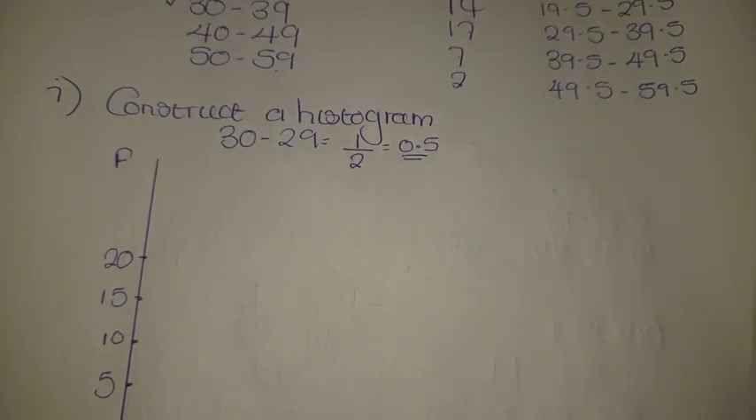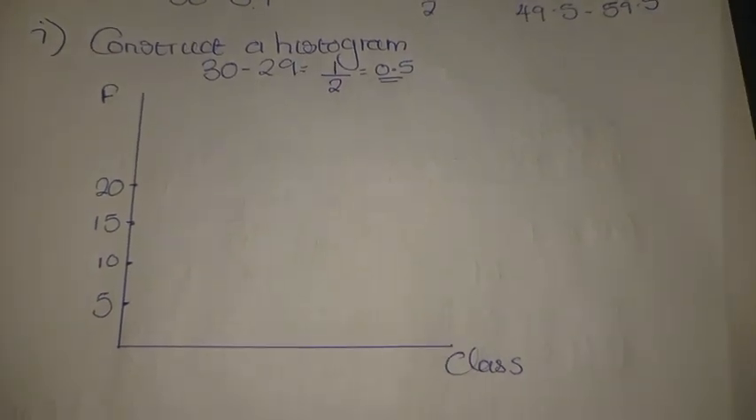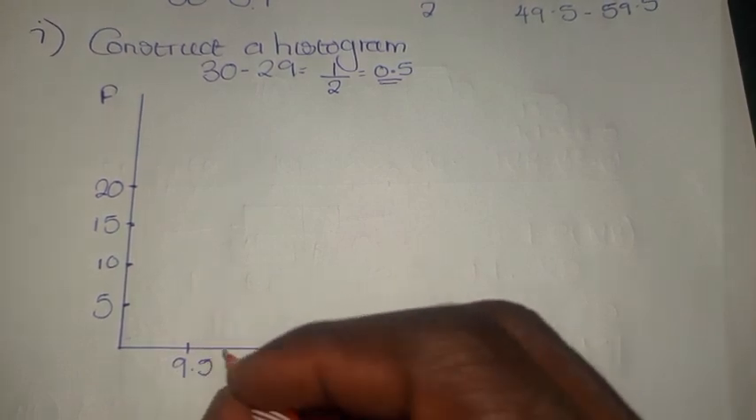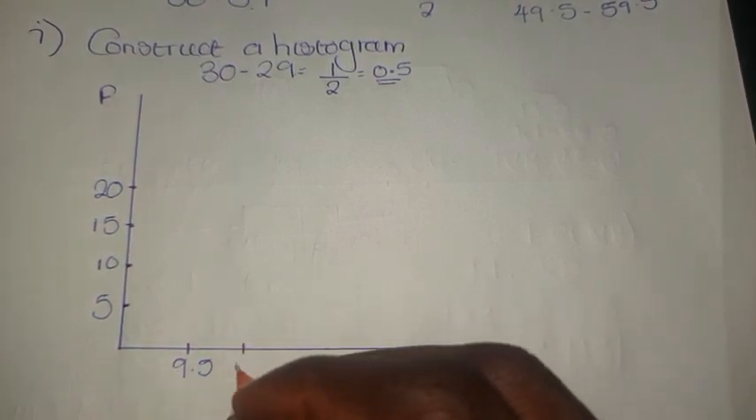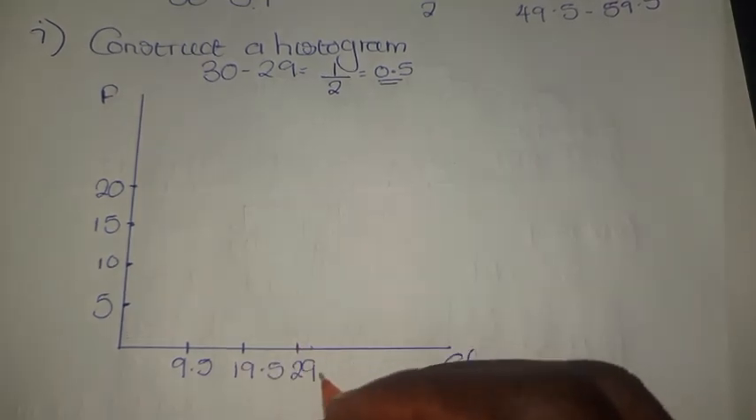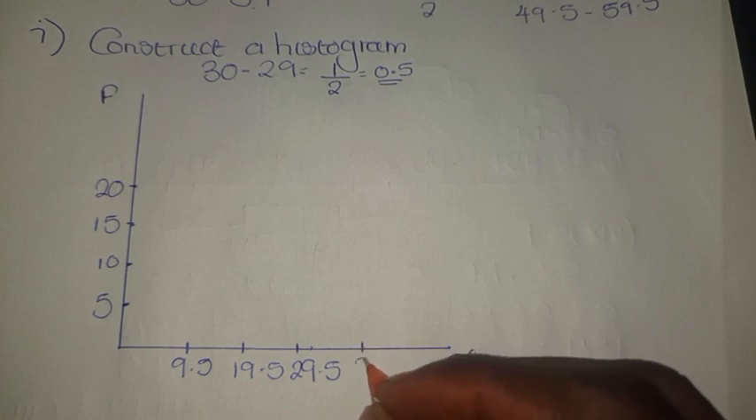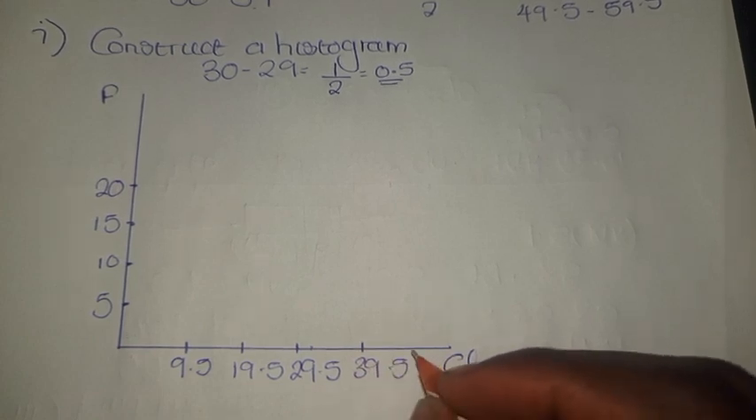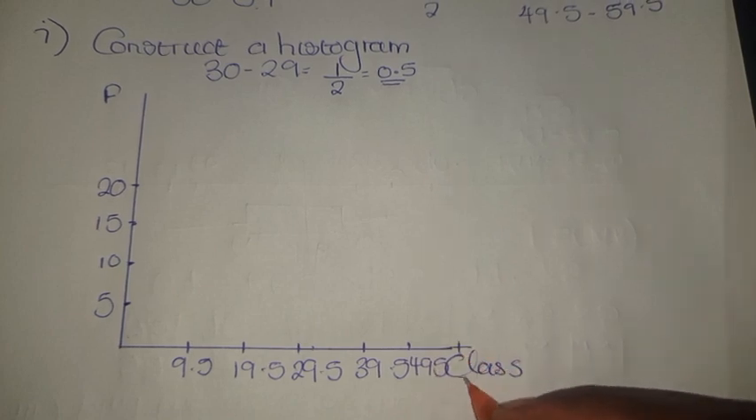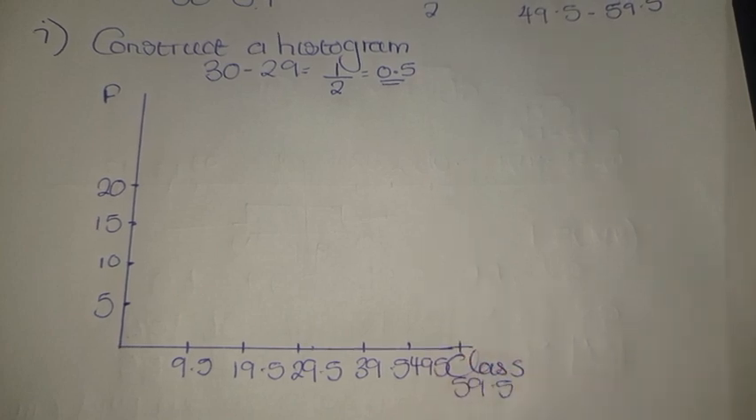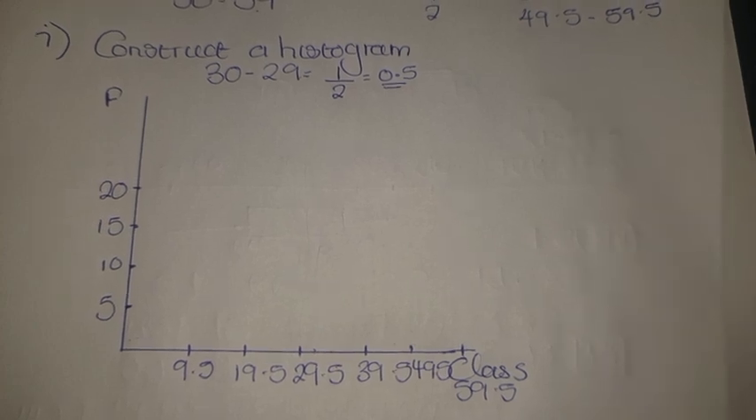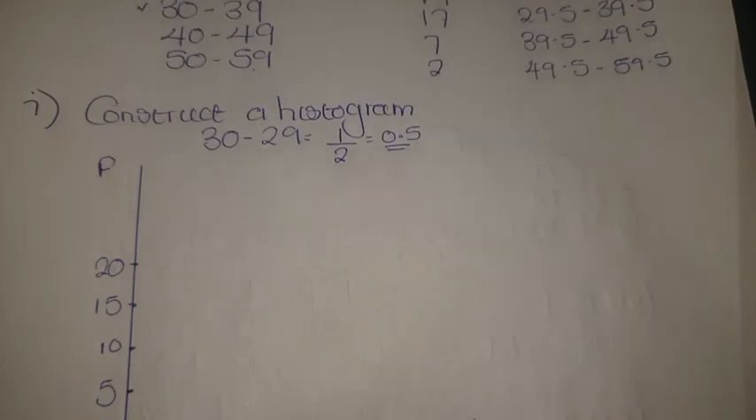Since the difference is 10, let us start from 9.5. Remember, the difference is 10. So we have 19.5, next we have 29.5, 39.5, 49.5, and lastly we have 59.5. So what we do now is we will just plot these as coordinates.